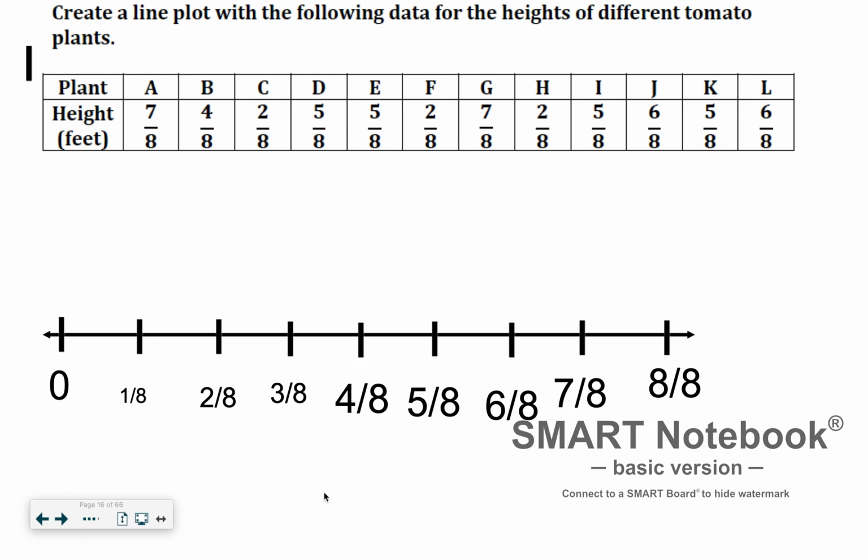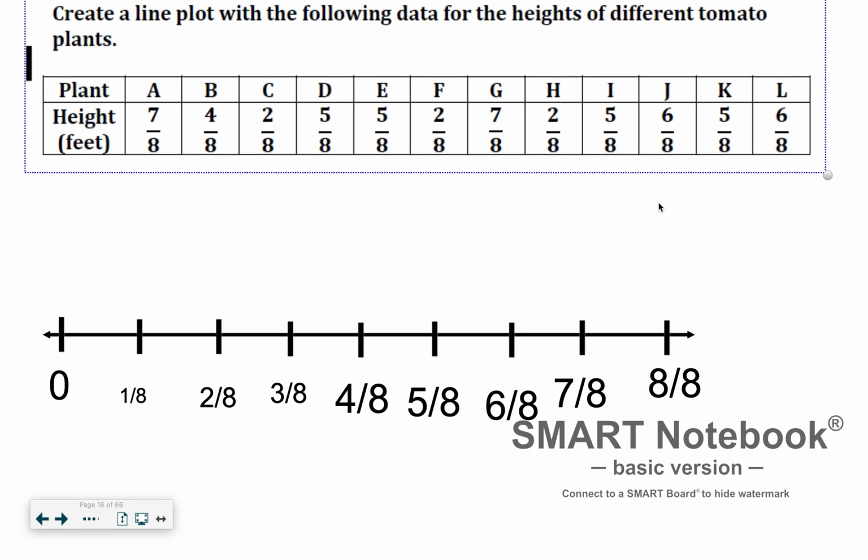Okay, so I labeled all of my markings, and the reason again why I split them up into eighths is because you look at this table at the top, every single measurement's denominator is eighths. So I went from 0, which every line plot will begin with, and you'll go to the very last number, which equals 1. 8/8 is 1. Okay, now we can organize the data.